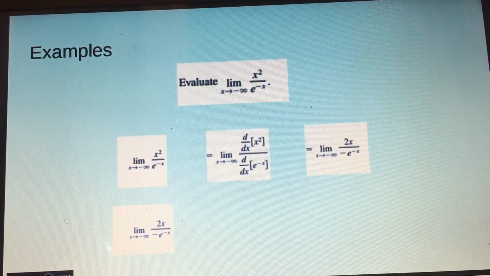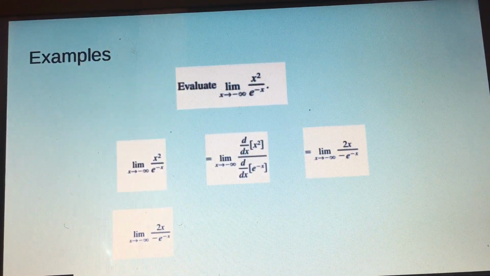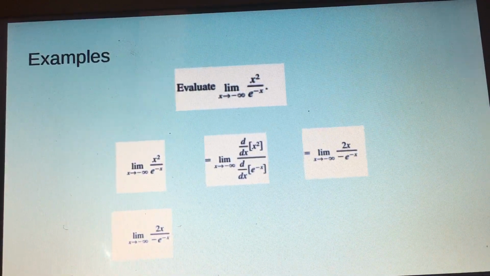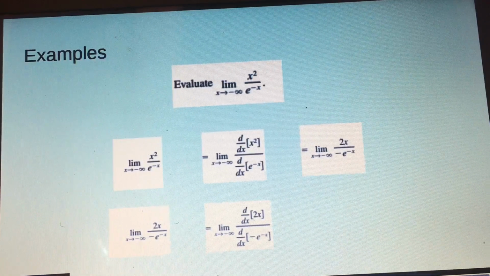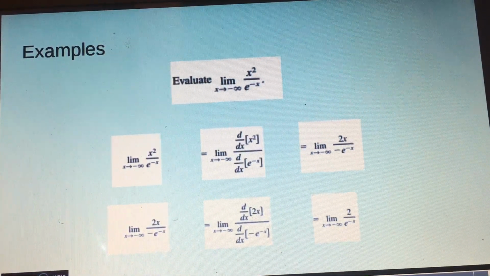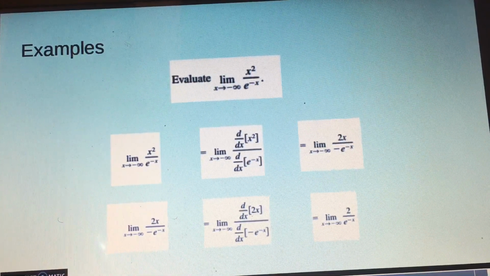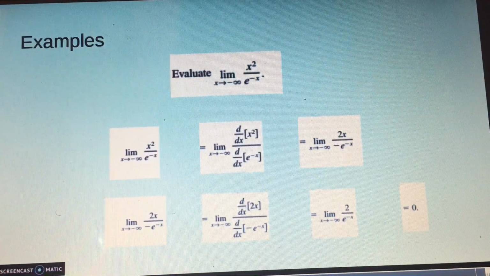So we will take the limit as x approaches negative infinity of 2x over negative e to the negative x and apply L'Hopital's rule, taking the derivative once again of both the numerator and the denominator. This will give us the limit as x approaches negative infinity of 2 over e to the negative x, which now when evaluated gives us a value of 0. Not the indeterminate form 0, just 0.